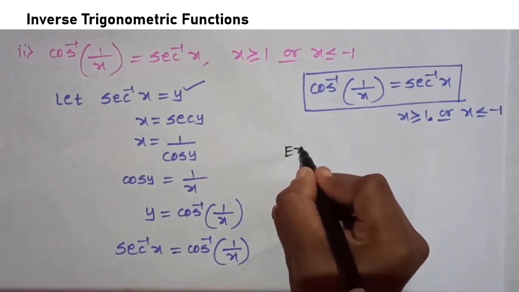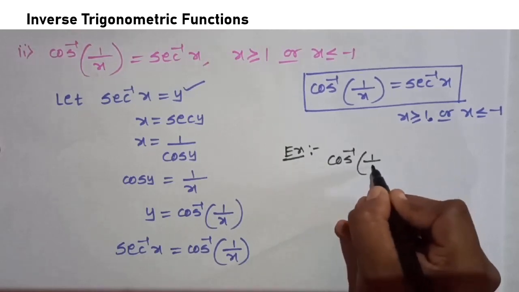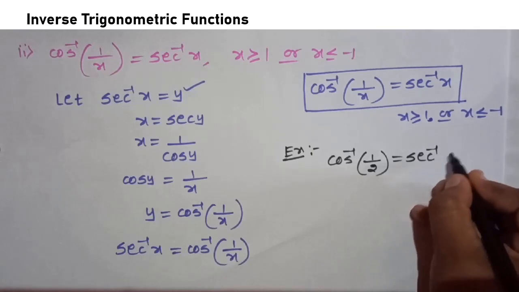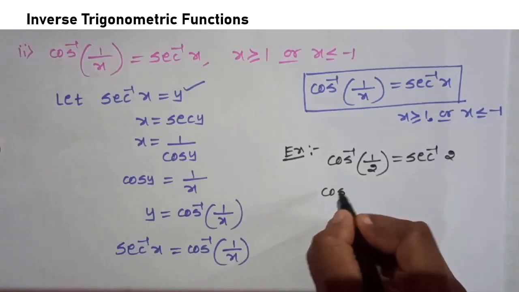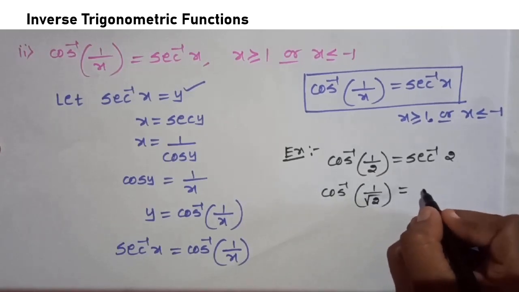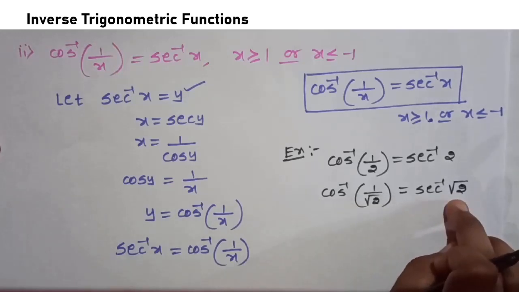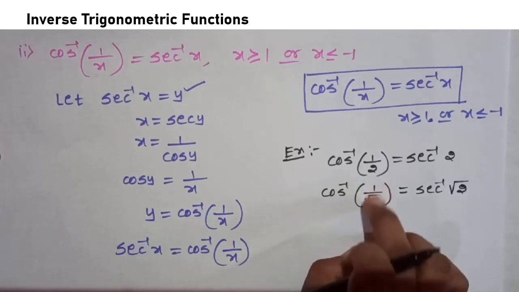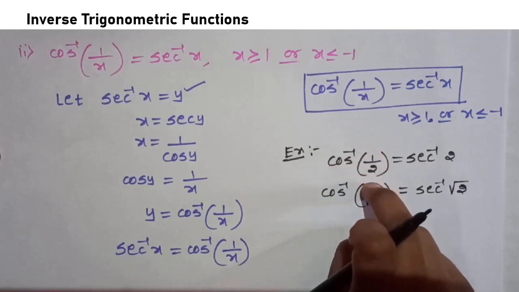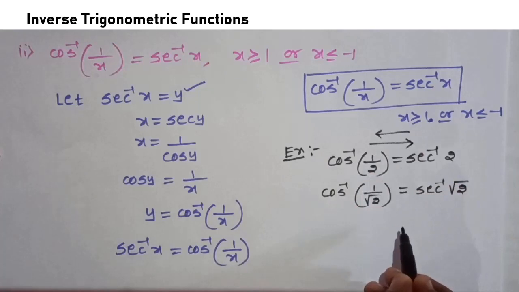Again, I'll consider some of the examples now. How to use this property? Cos inverse 1 by 2, we can write it as what? Secant inverse 2, right? And again we can write this property as cos inverse 1 by 2 equals sec inverse 2. Like this also you can use. If sec inverse 2 is there, you can use cos inverse 1 by 2 also, right? We can use it forward and backward also.